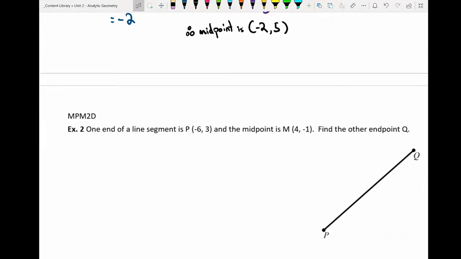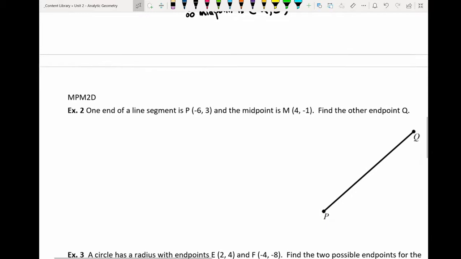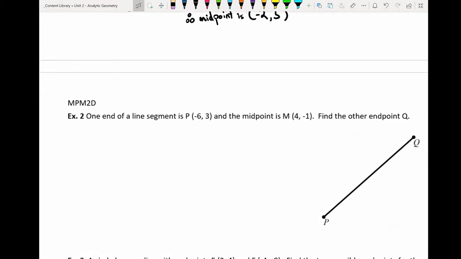In example 2, one end of a line segment is P, -6, 3, and the midpoint is M, 4, -1. Find the other endpoint Q. So this one's a little different because we're given one endpoint, P, which was -6, 3, straight from the question, and we're told that our midpoint, let's just say it's around here, is 4, -1. And we need to find the coordinates of the other endpoint. So if we know where our halfway point is, we want to find out, okay, what's the other endpoint of that?